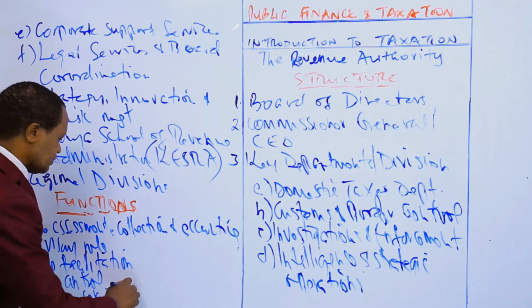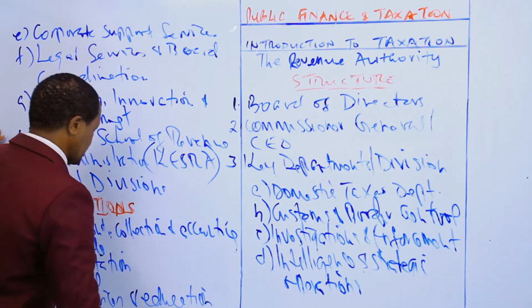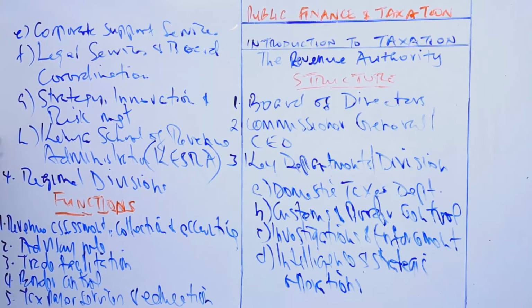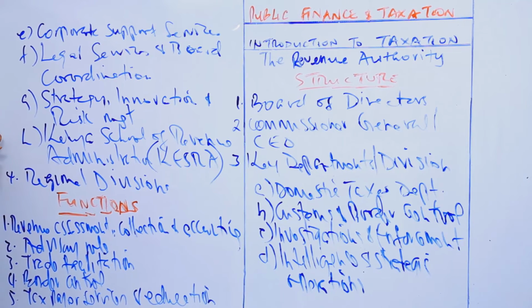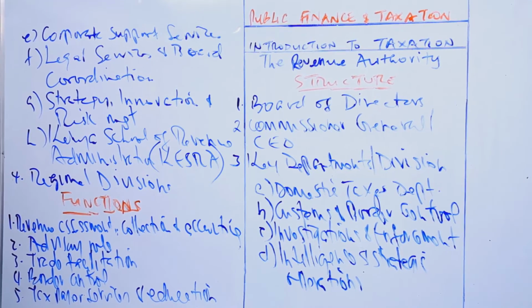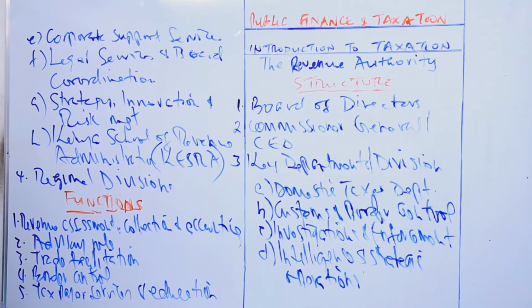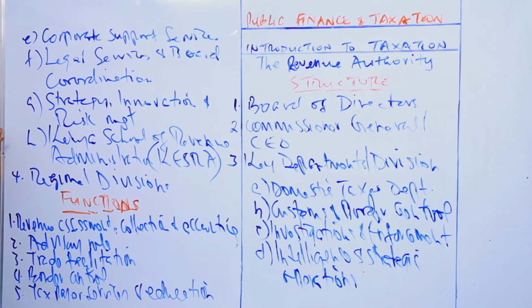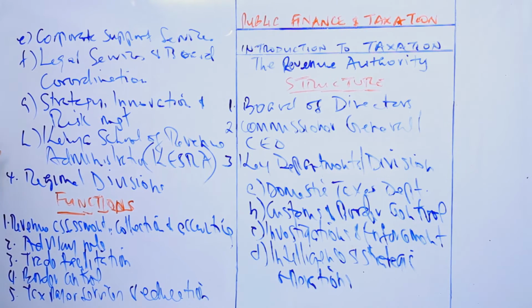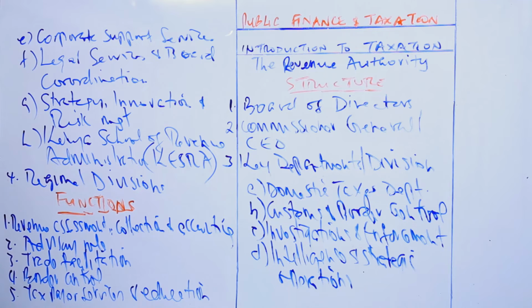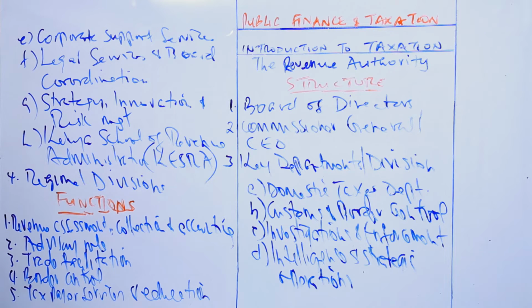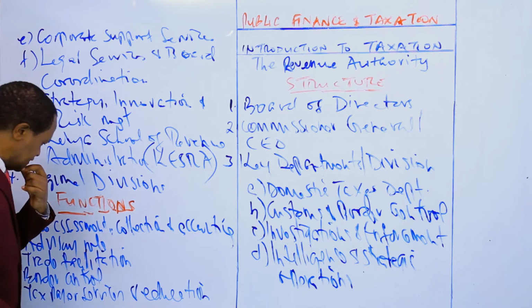5, taxpayer services and taxpayer education. KRA offers taxpayer services and taxpayer education by providing comprehensive support to taxpayers, including education on tax obligations, assistance with filing returns, resolving queries, and so on. And of late, KRA has leveraged digital platforms like iTax for this purpose.